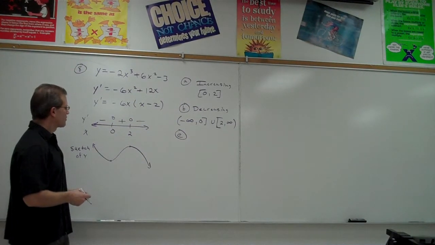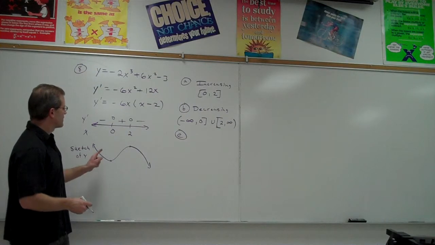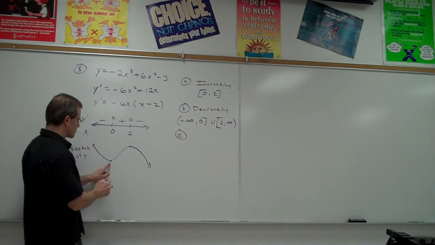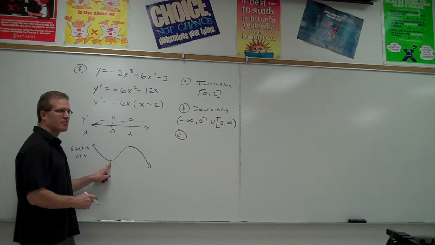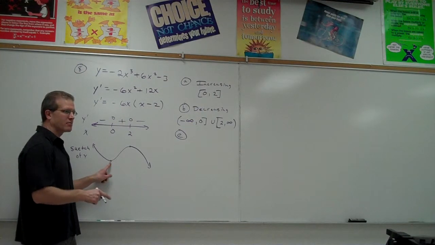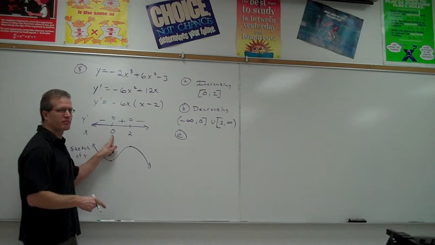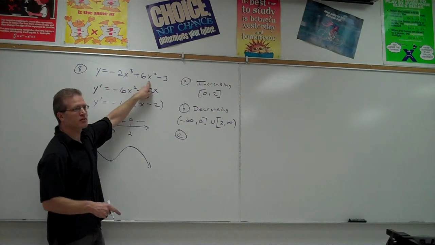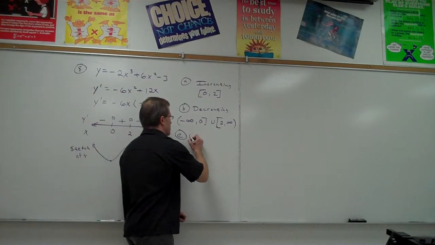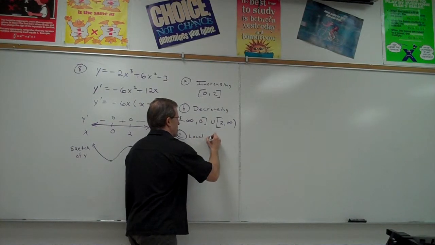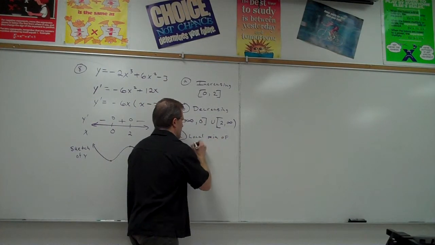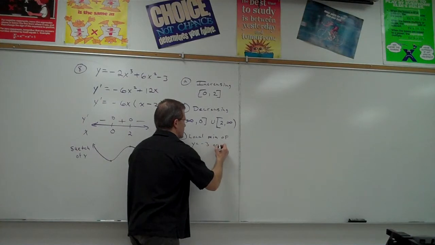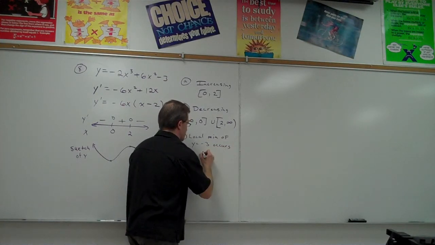Okay, the local extreme values, well, looks like there's a local min right here at 0, right? But to actually find the local minimum, what do I have to do with that 0? Plug it in the original. So if I plug 0 in here, what do I get for a y coordinate? Negative 3. All right. So local min of y equal negative 3 occurs at x equals 0.